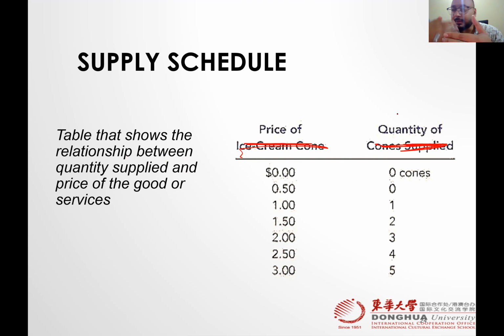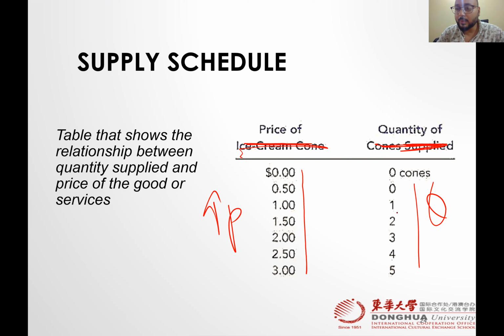The basic fundamentals of demand and supply. So you see price is increasing, right? 0.5, 1, 1.5, 2, 2.5, 3, price is increasing, and look at the quantity. Quantity is increasing or decreasing? 0, 1, 2, 3, 4, quantity is also increasing. So you automatically assume that we are talking about supply, right?